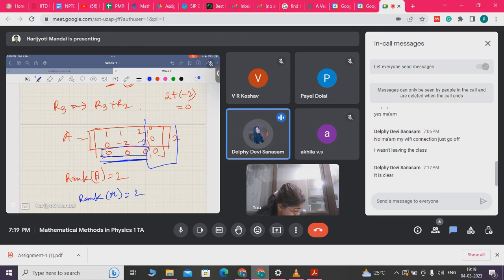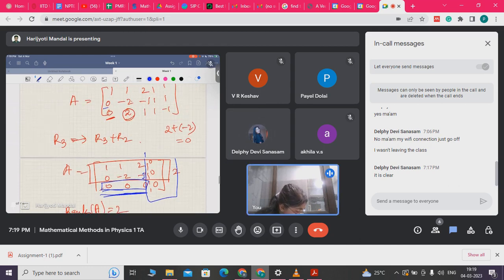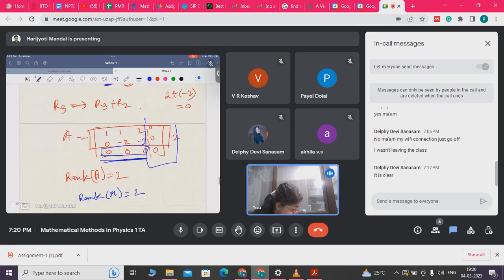Excuse me, ma'am. Is it necessary to reduce this 1 in the second row to 0 in the first place, and then the 2 in the third row, second column? Is it necessary to reduce only these two components? Like you need to reduce this component and this component.